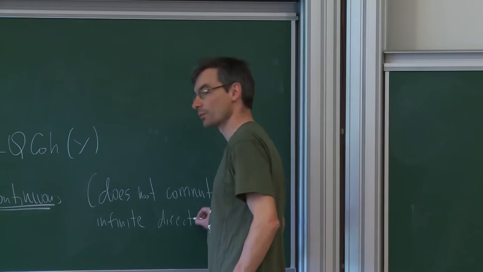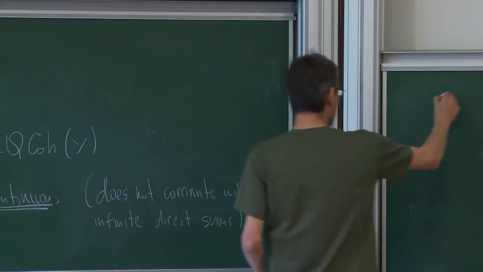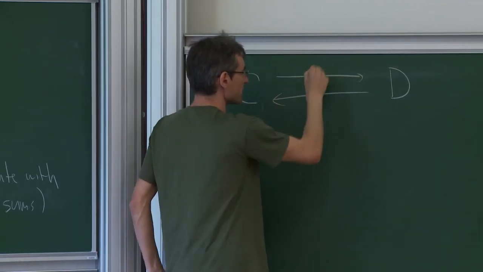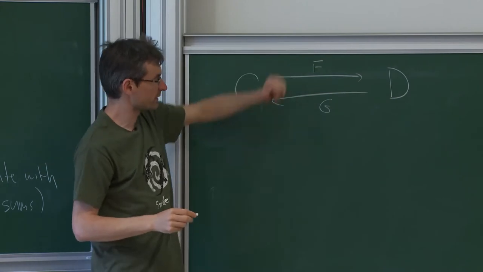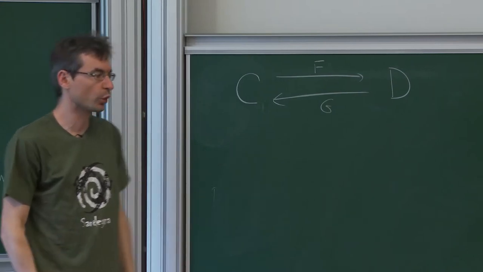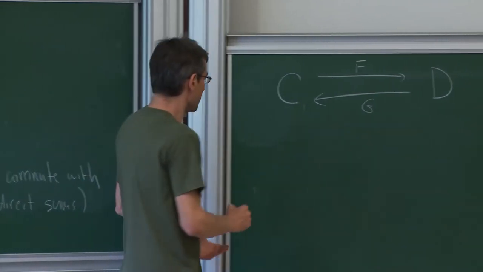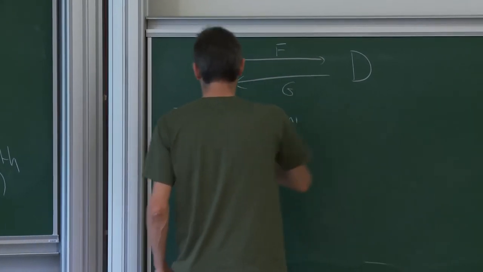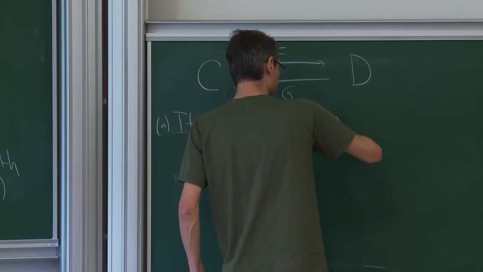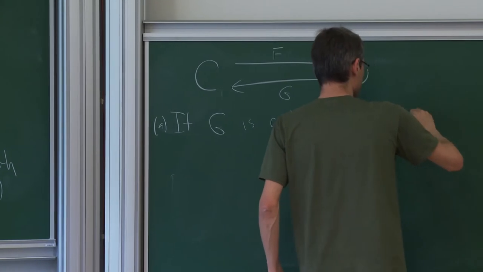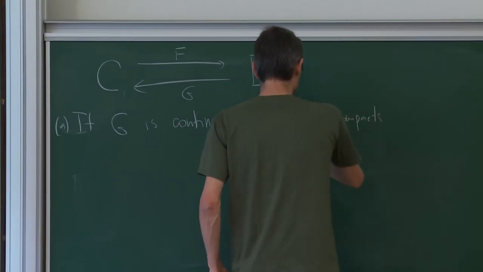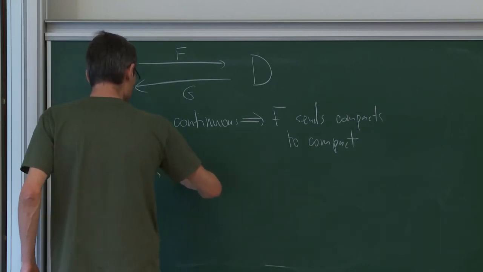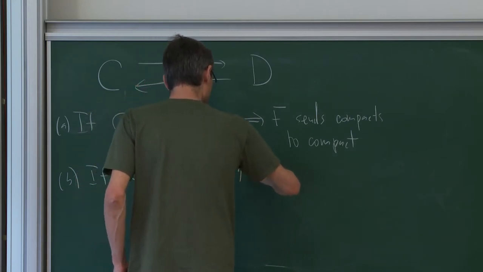Let me tell you why it doesn't commute with infinite direct sums. We have the following lemma. I actually stated one half of it already. Suppose we have a pair of adjoint functors, f and g, as usual, where the one above is the left adjoint. And I'm always in the world of categories with arbitrary direct sums. If g is continuous, then f sends compacts to compacts. And (b), if C is compactly generated, this is if and only if.